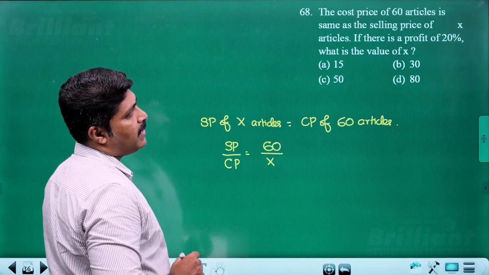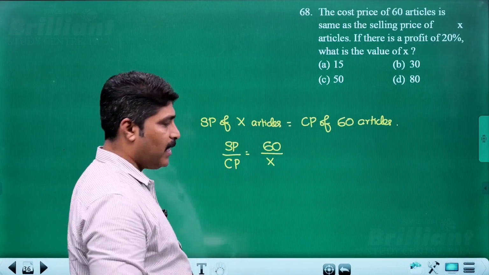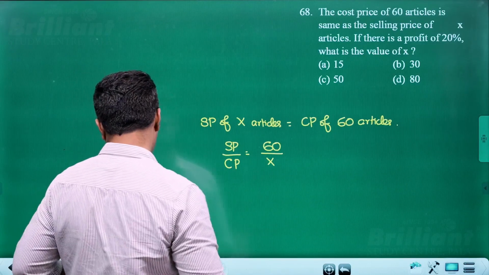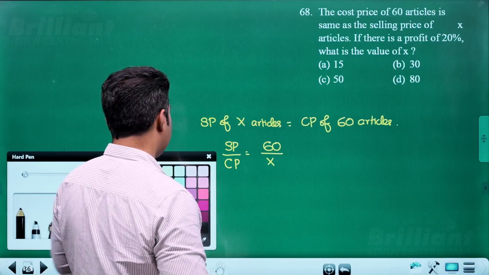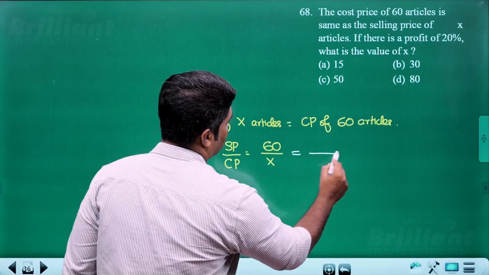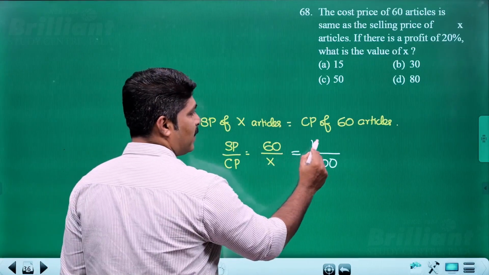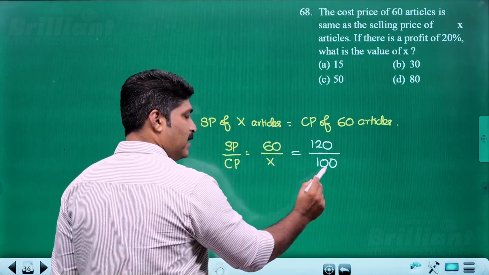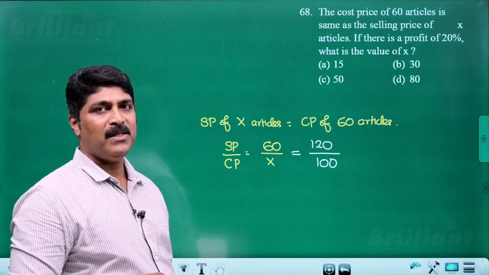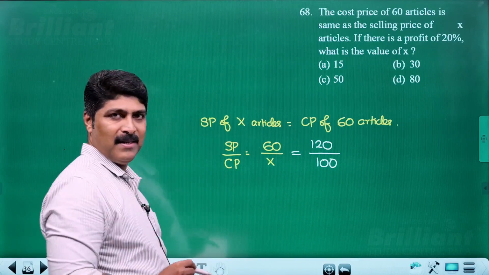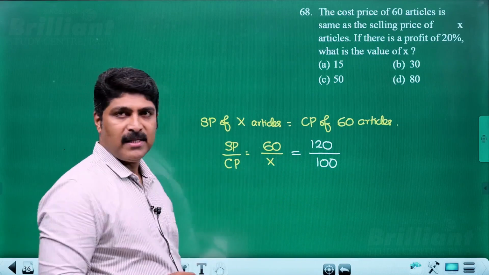It mentioned that there is a profit of 20%. How can we express that profit of 20%? It's very simple. If cost price is 100, selling price is 120. Got it? So then think about what is the value of X.